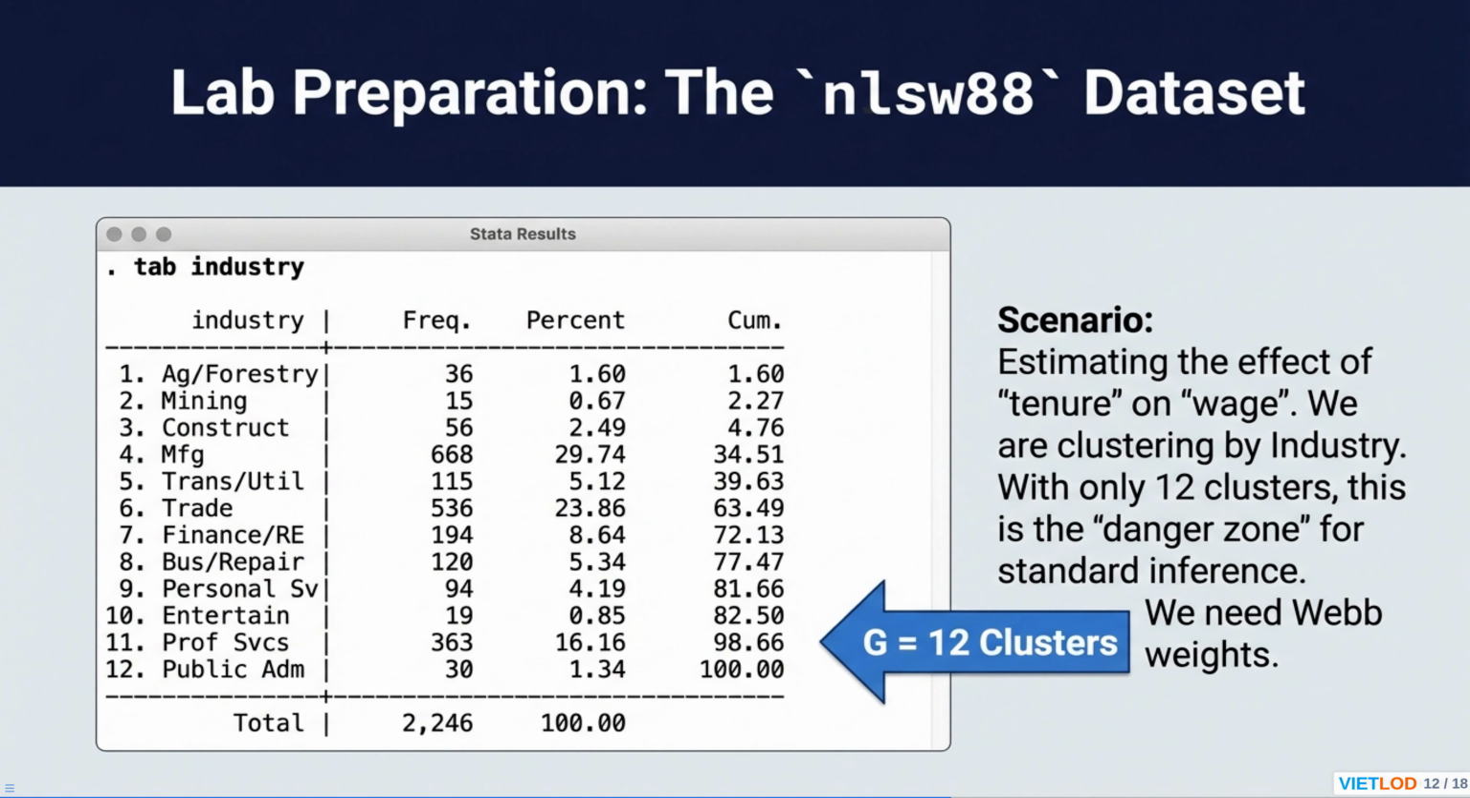As we've discussed, this places us firmly in the danger zone, where standard asymptotic inference methods are unreliable and can lead to misleading results. Given that we have fewer than 15 clusters, our previous roadmap tells us that we absolutely must use Webb weights for our Wild Cluster Bootstrap to achieve robust inference. This crucial preparation step helps us diagnose the problem before we proceed to estimation.